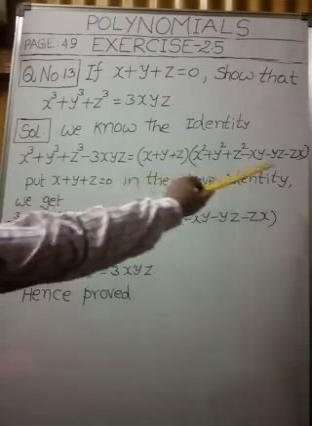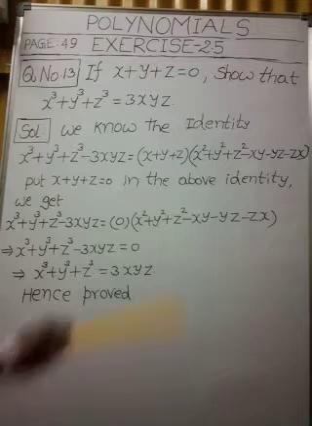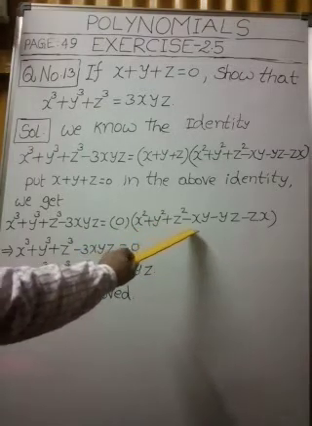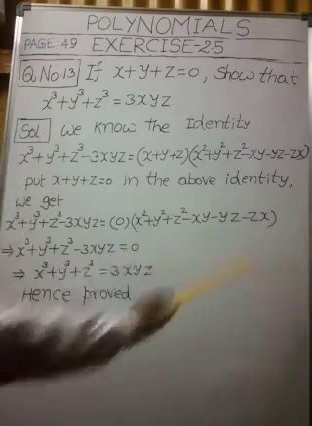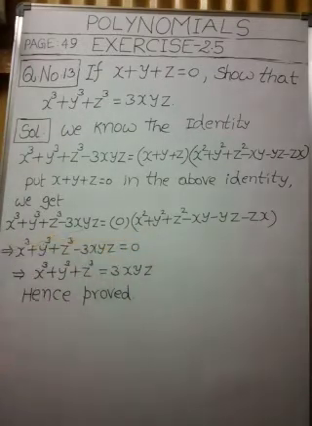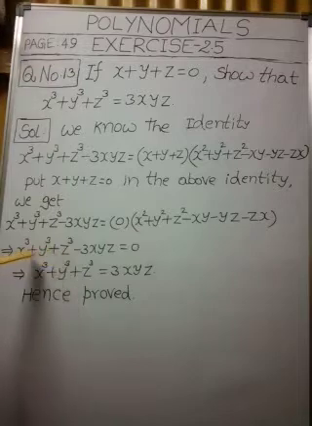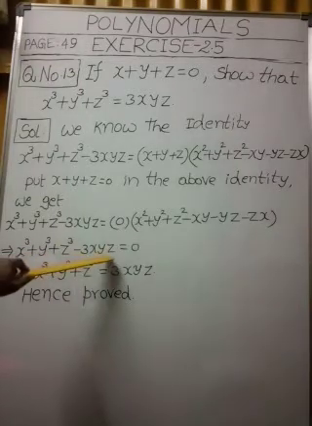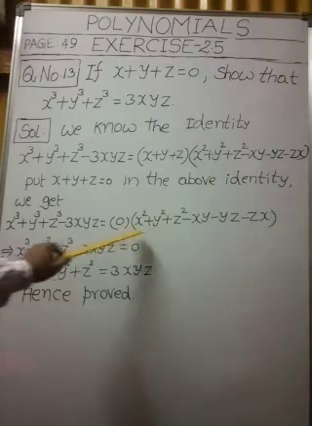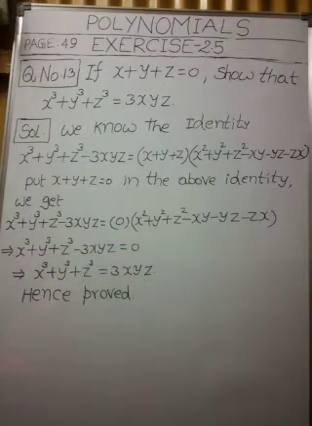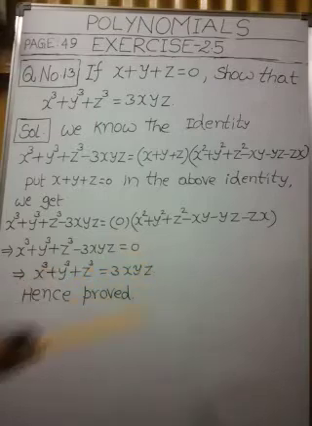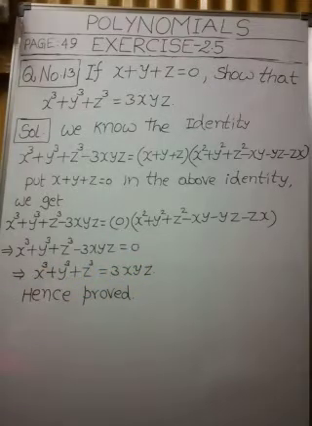Into, we write the algebraic expression as it is, that is x square plus y square plus z square minus xy minus yz minus zx. Understood this step, my children? We have just replaced x plus y plus z by 0. This implies x cube plus y cube plus z cube minus 3xyz is equal to, what will you get? 0 into any expression. Finally, you get 0. Understood, my dear children?